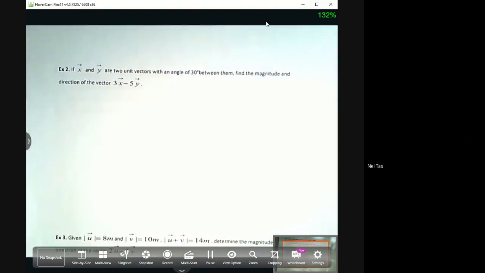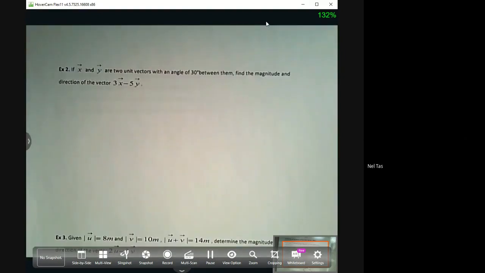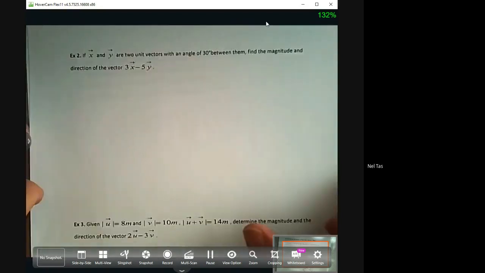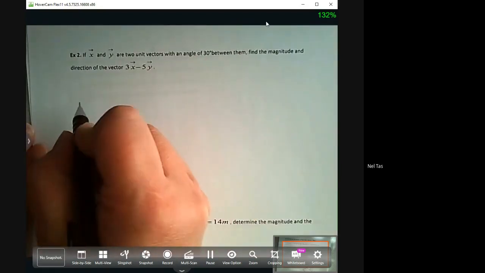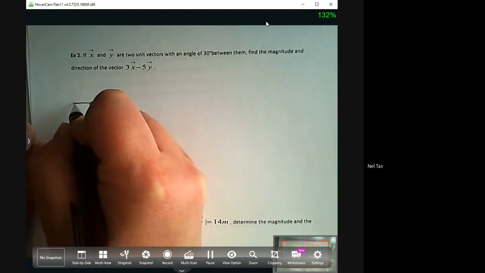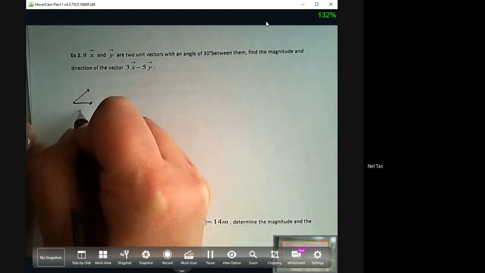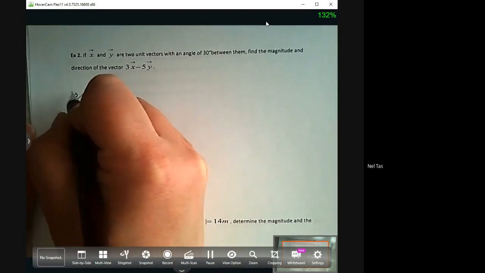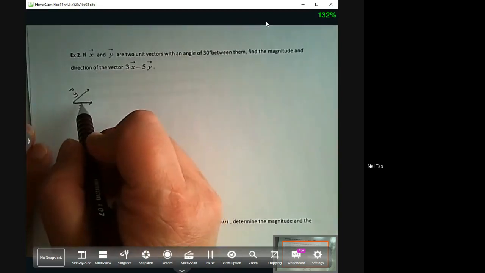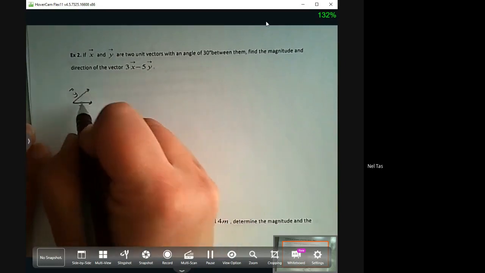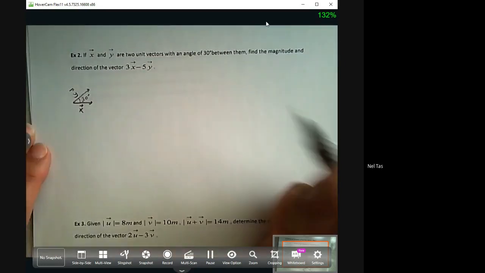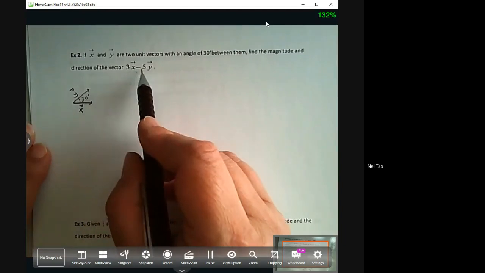Let's look at example 2. If x and y are two unit vectors with an angle of 30 degrees between them, find the magnitude and direction of the vector 3x minus 5y. So you have x and y vectors. They are unit vectors, so their magnitudes are 1, and the angle between them is 30 degrees. So you want to look at 3x minus 5y.